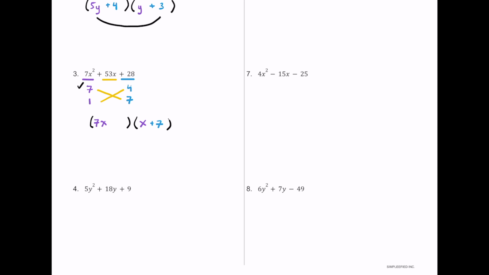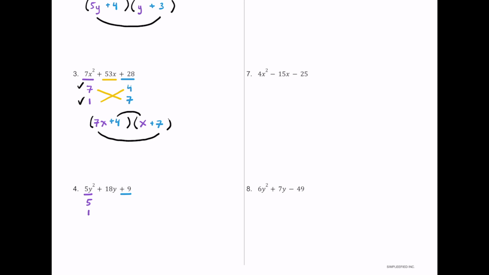That's located right here, and then that means that the 4 has to go in this location right here for the inners, right? So the outers are paired like this, and the inners are paired like this. For number 4, we have 5y squared plus 18y plus 9. So our a value is 5, so that's nice because it's prime again, so 5 and 1.